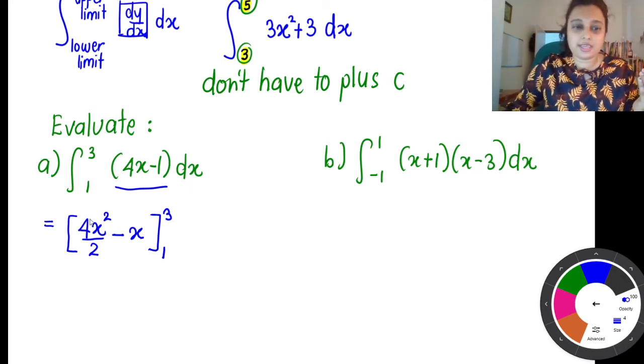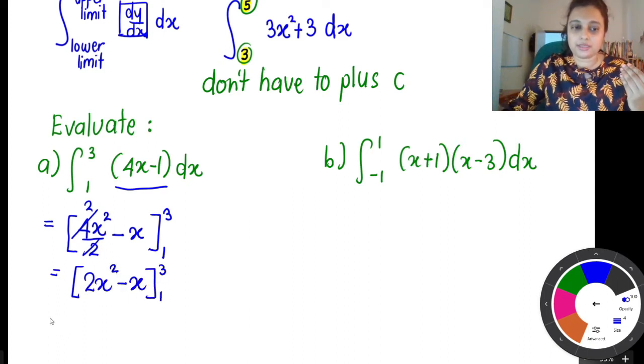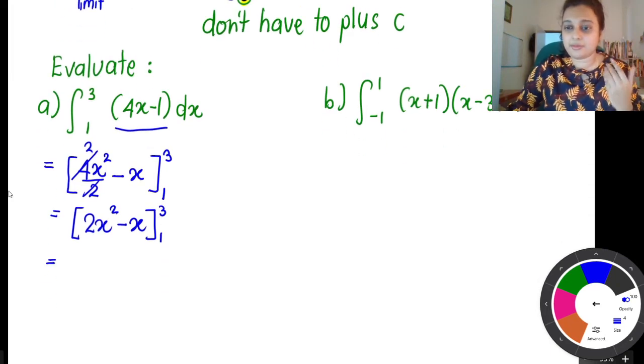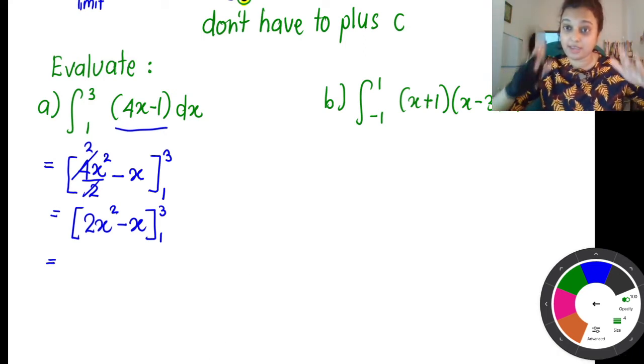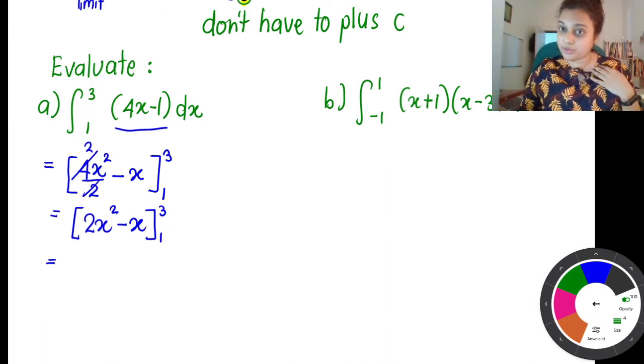Now solve the 4 and 2. That means you have 2x square minus x, from 1 to 3. Now we solve. This is the important part. How to solve? Substitute the points. Substitute the points means put the value of 3, and after you put the value of 3, you need to also substitute the value of 1. So both you need to do.